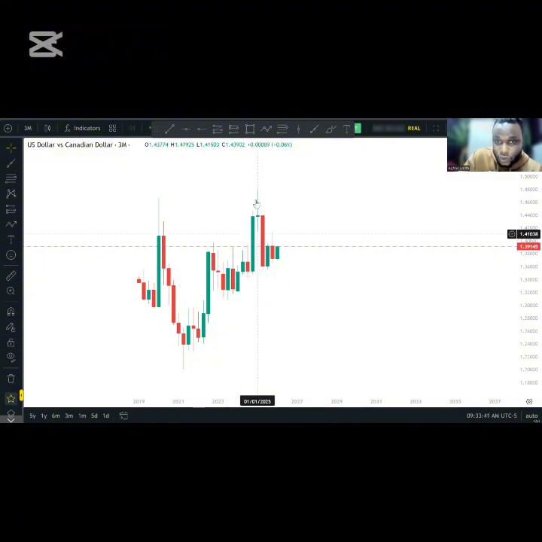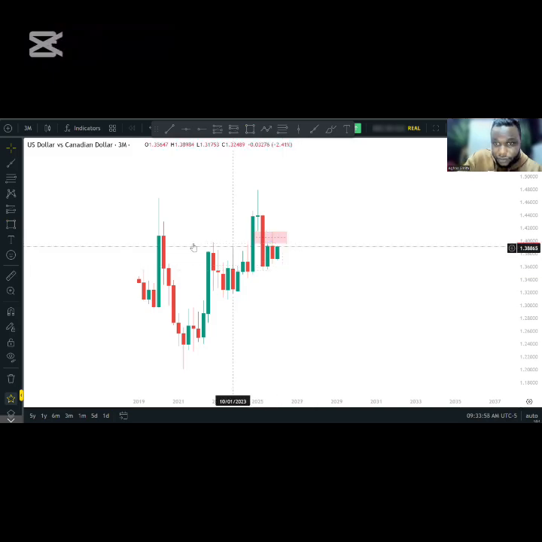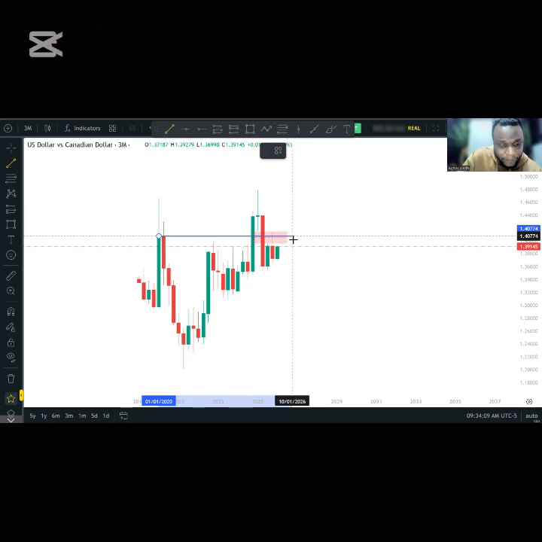So for that reason, I could just mark, let's just shade that area out. So we have price balancing around this area. Plus we have a key level here. Plus we have one key level here. Everything coinciding with one another. So this is strong confluence that the market is going to react from there.